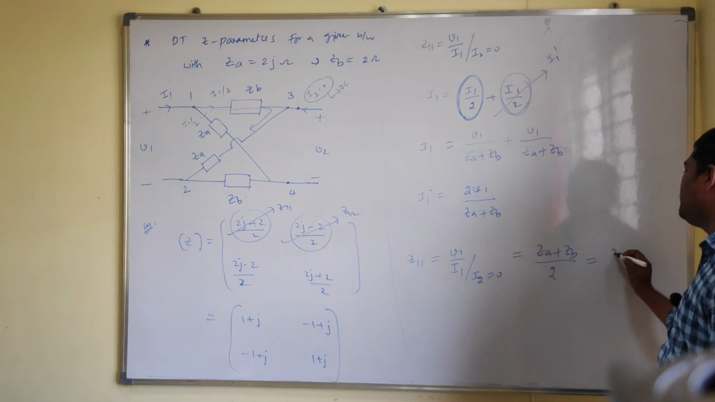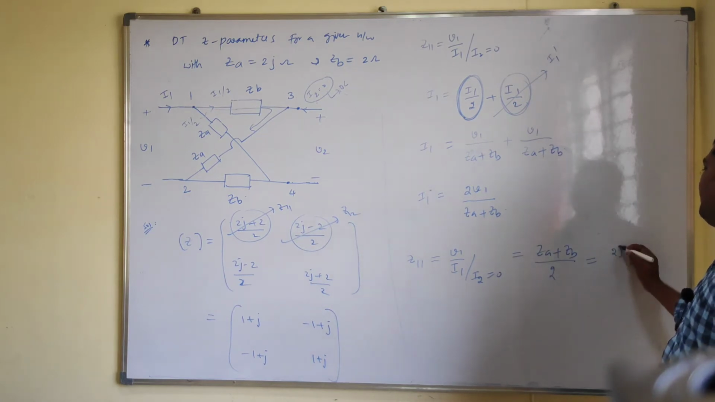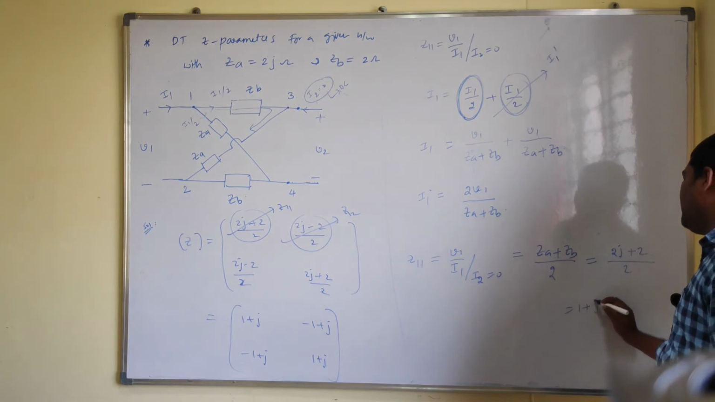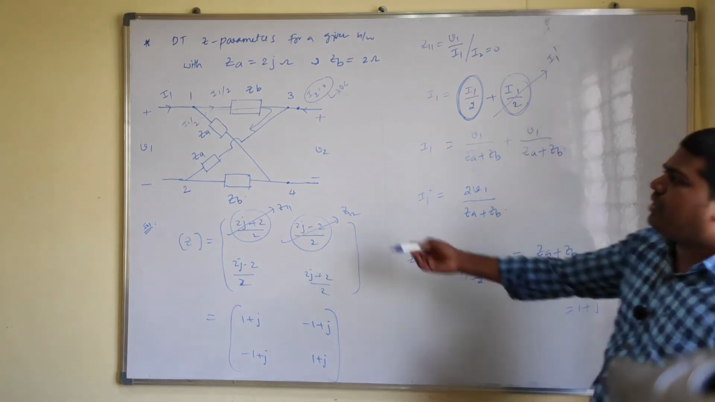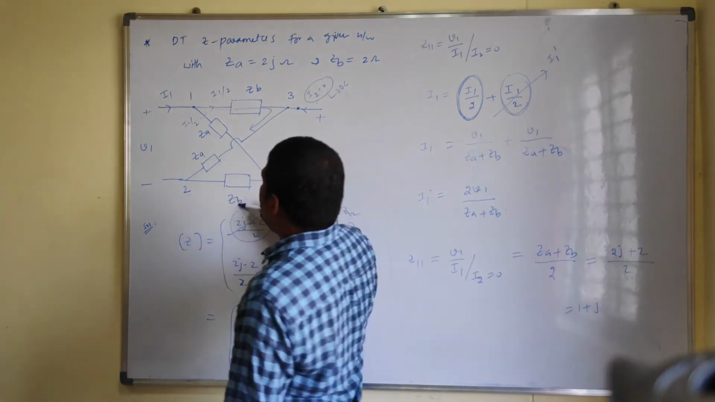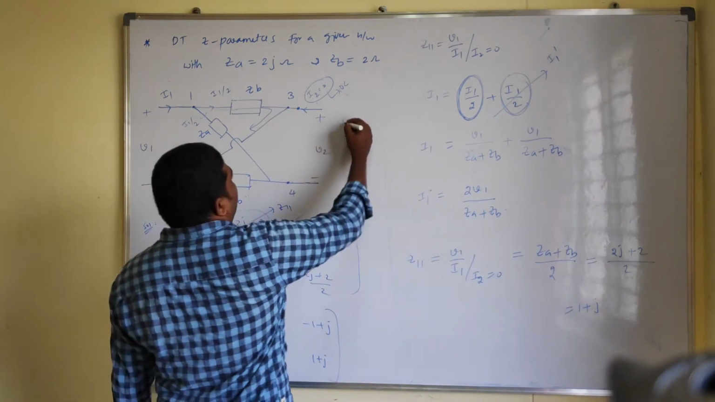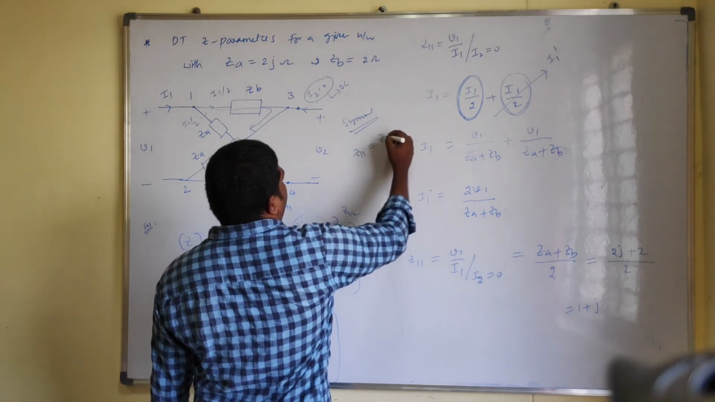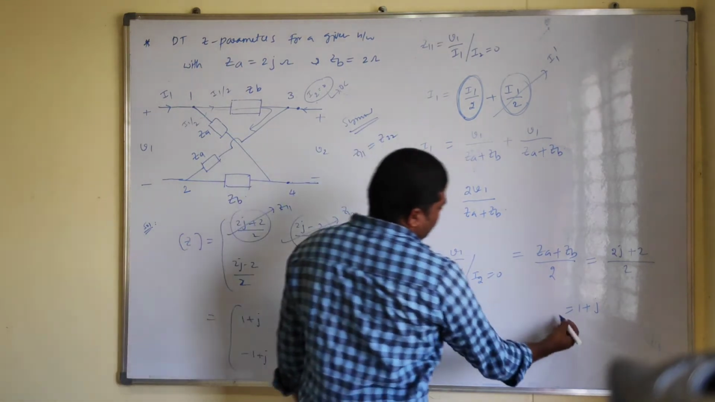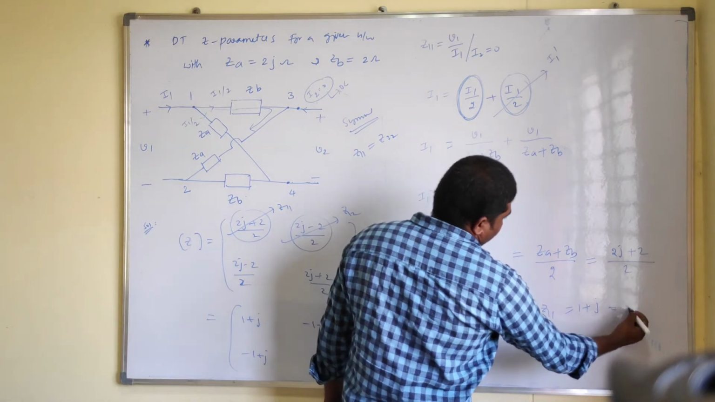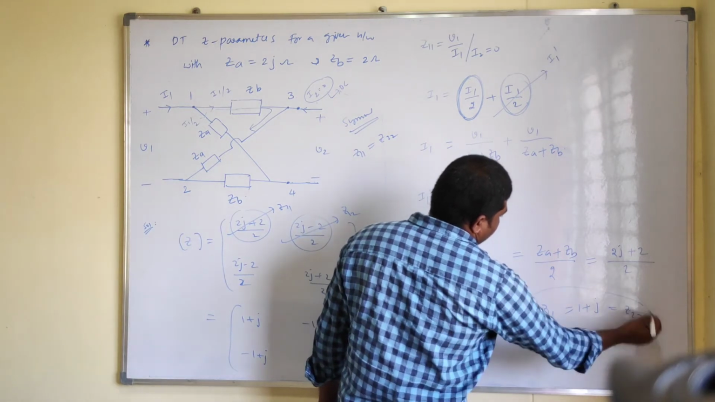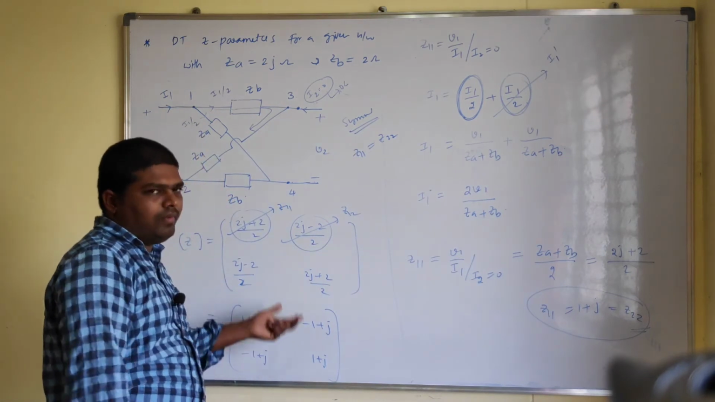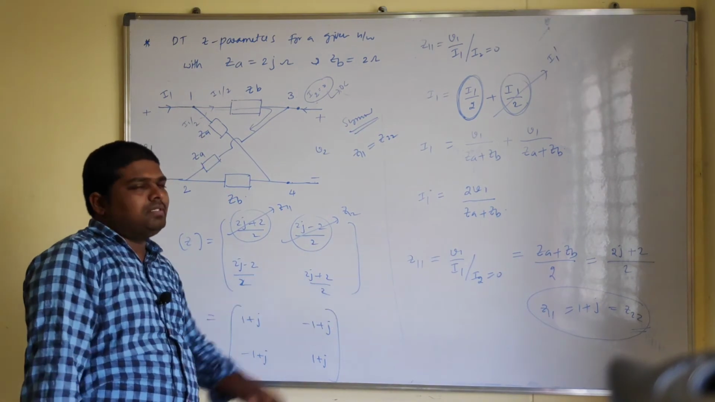Here ZA equals 2J plus 2 by 2, so we get 1 plus J. The given network has ZA, ZA and ZB, ZB, so that's a symmetrical network. For a symmetrical network, Z11 equals Z22. So this is your Z11 parameter. This is also one way to evaluate the Z parameters.